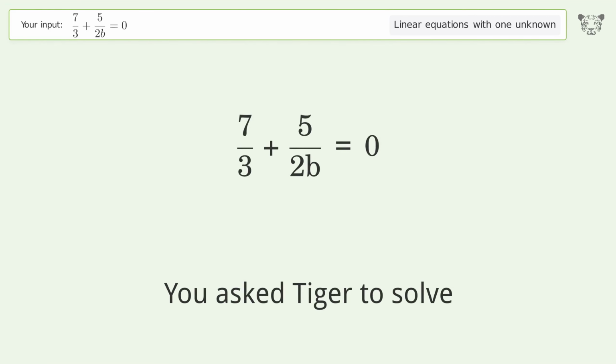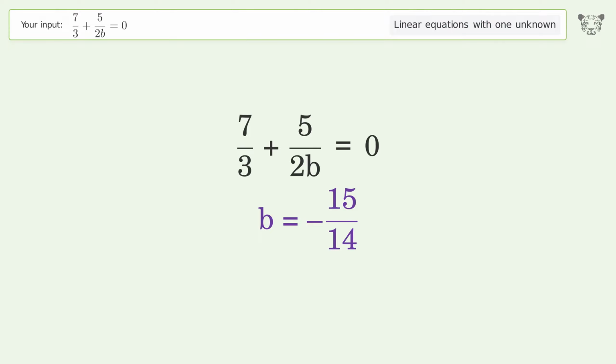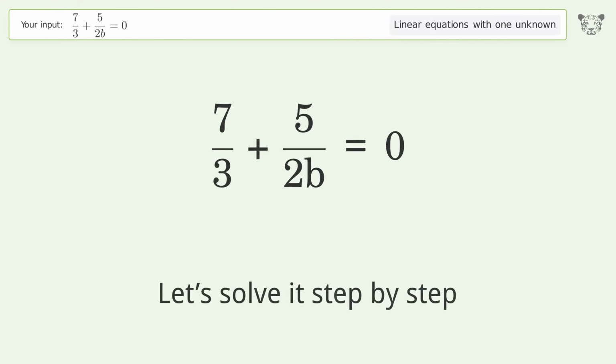You ask Tiger to solve. This deals with linear equations with one unknown. The final result is b equals -15/14. Let's solve it step by step.